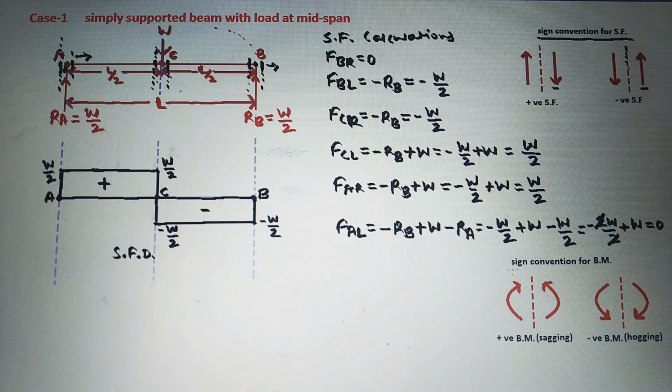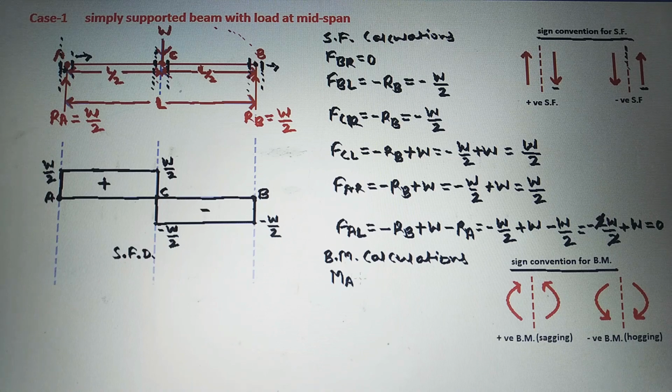So these are the sign conventions for bending moment. So we will write here BM calculations, that is bending moment calculations. So first we will do the bending moment calculations at the supports of the simply supported beam. There are two supports. As no couple is acting at the supports of a simply supported beam, the bending moment at the supports will always be equal to 0.